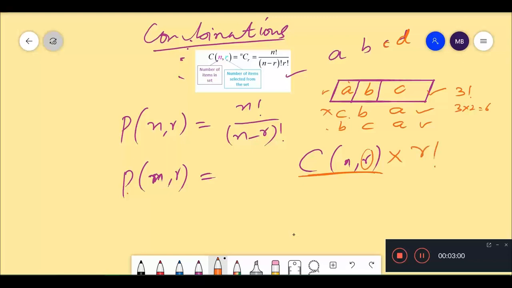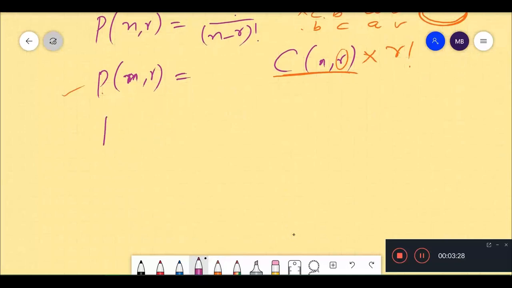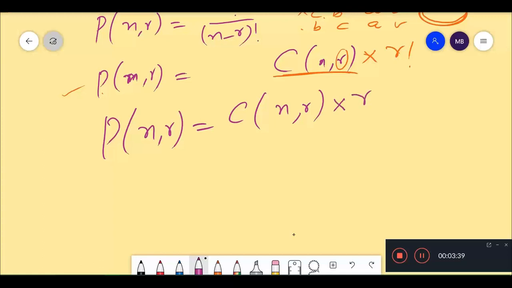Because we are reducing r factorial terms while considering a combination. ABC, CBA, BCA, CAB, and the rest, these 6 arrangements will be rejected. That is, 3 factorial arrangements will be rejected. And if we want to equate this permutation and combination, then we have to multiply it with r factorial. So we can write P of n comma r is equivalent to C of n comma r, combination of n objects taken r at a time, multiplied by r factorial. Because in combinations we are reducing these r factorials, and if we want to make it equivalent to a permutation, we have to multiply it with r factorial.